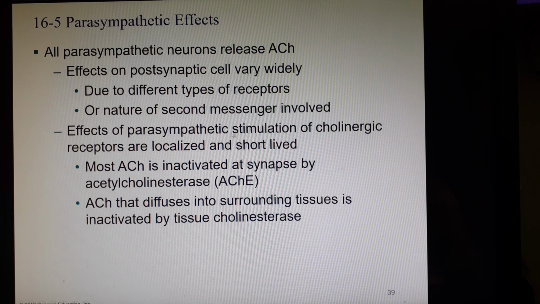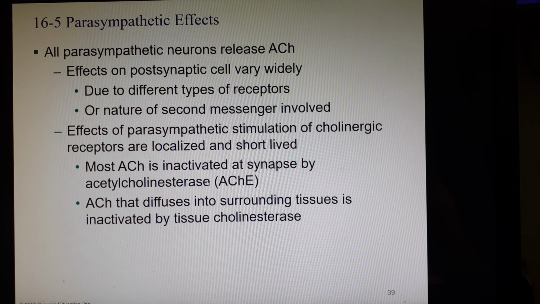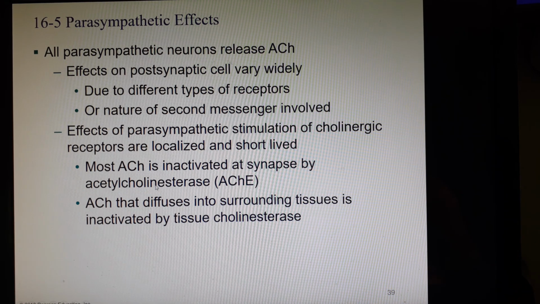So the effects of parasympathetic stimulation of cholinergic receptors are localized and short-lived because we usually get rid of our acetylcholine, that's our neurotransmitter, by using that magic enzyme acetylcholinesterase. Remember, ASE means enzyme, but the cool thing here is we have erase in the name. It tells you what it erases, acetylcholine. And any acetylcholine that diffuses into surrounding tissues is also inactivated by tissue cholinesterase.